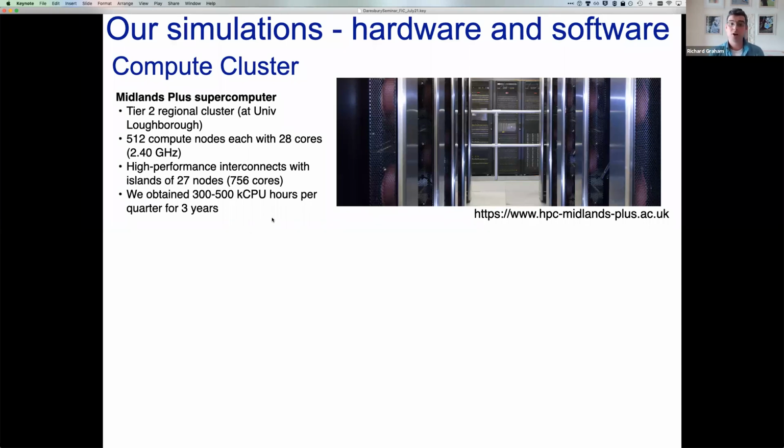We had to apply for time on this cluster, and we typically attained about 300 to 500 CPU hours per quarter, and that was over a period of 3 years. So we got significantly more compute time on this machine than we would have been able to get on the Nottingham HPC. I should mention that David Quigley, who's the chair of this session, was one of the lead investigators on this project. So we were really grateful to have access to this resource.